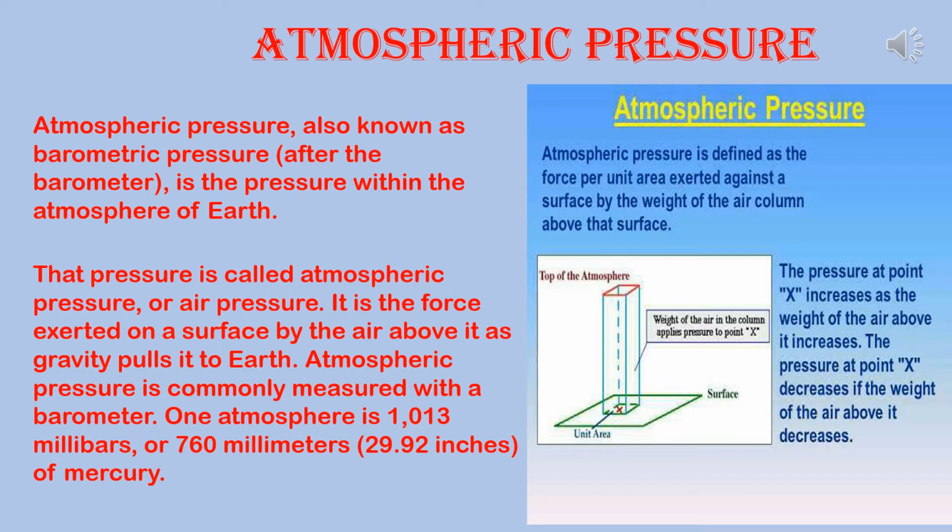So atmospheric pressure is defined as the force per unit area exerted against a surface by the weight of the air column above the surface. See the diagram: the pressure at point X increases as the weight of the air above it increases. The pressure at point X decreases if the weight of the air above it decreases.